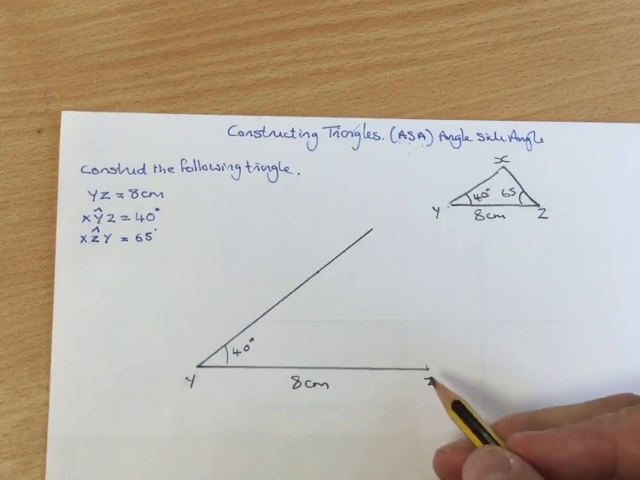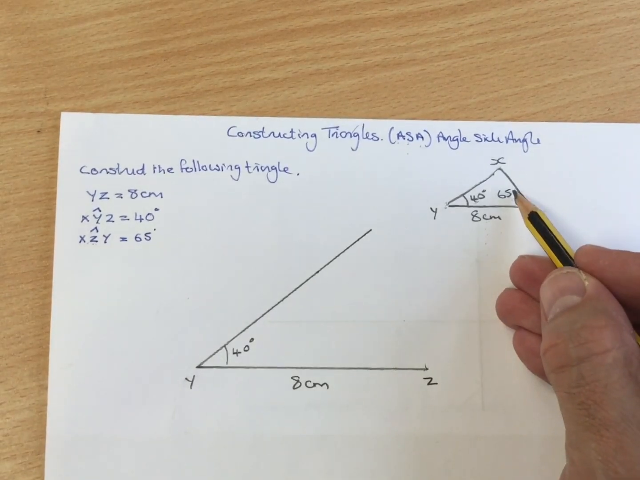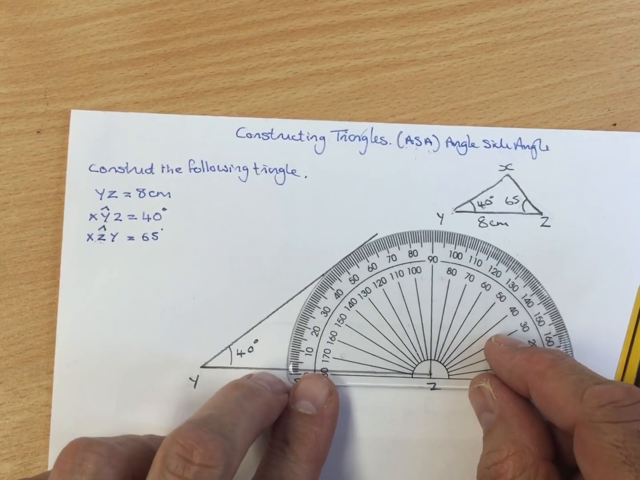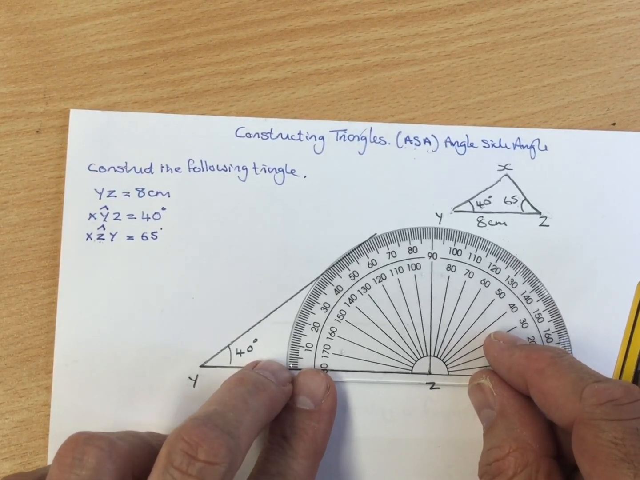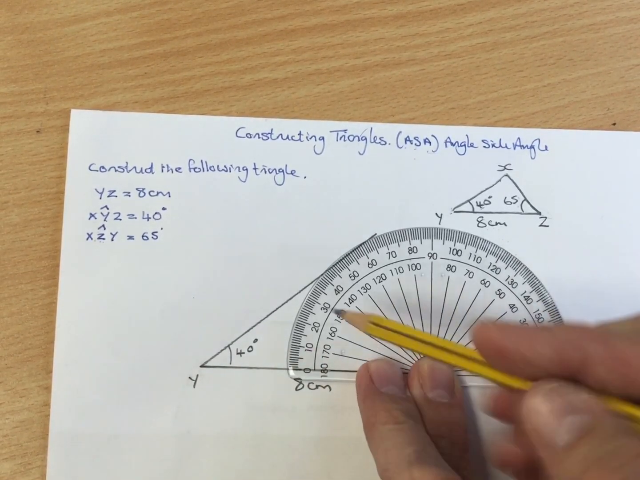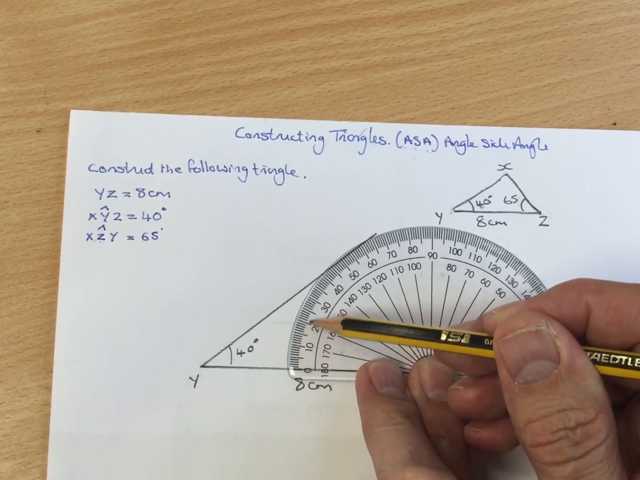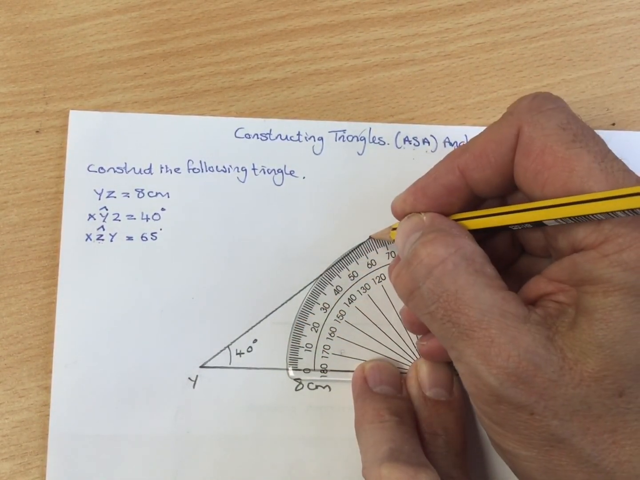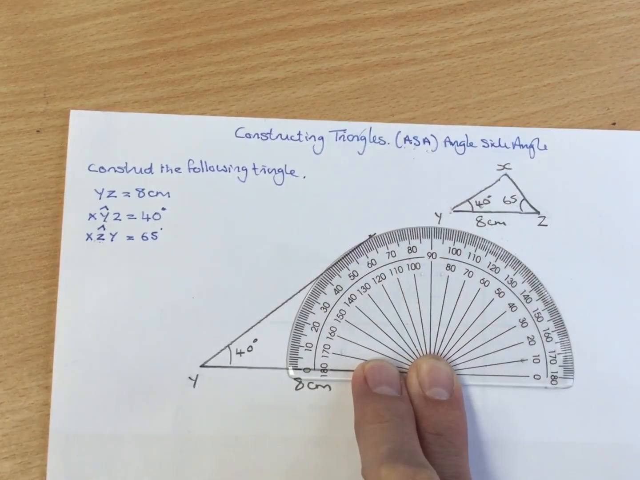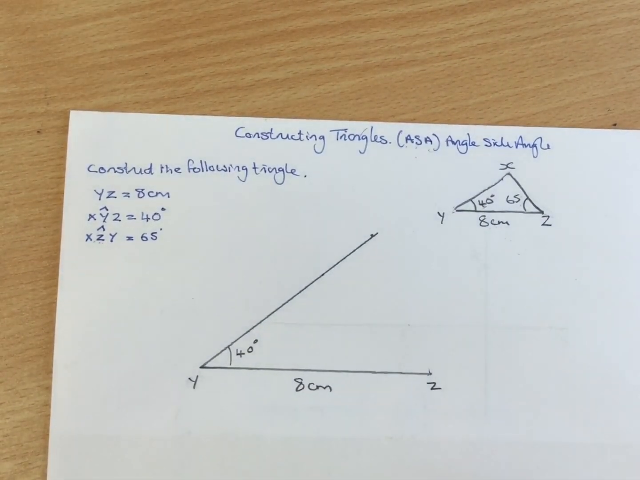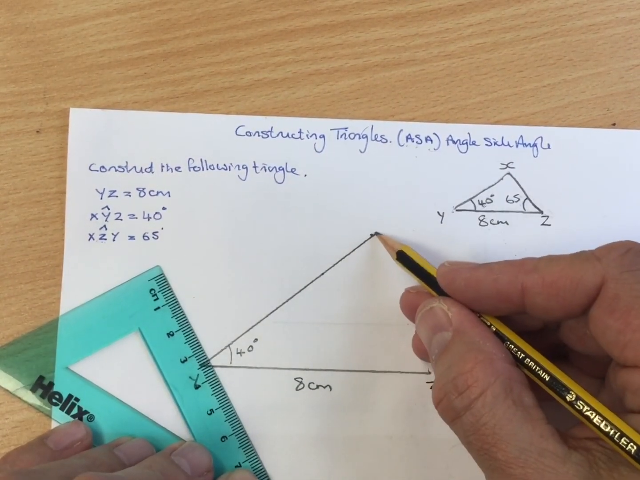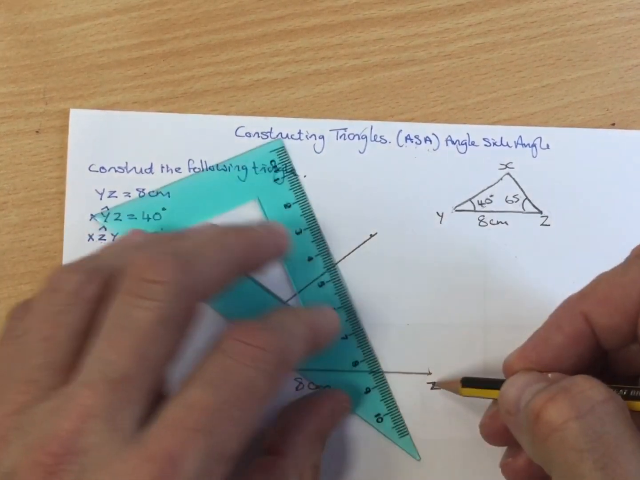I'm going to go to the other end of the line at Z, and I need to draw an angle of 65 degrees here. Placing my protractor on the end of that line. Now 0 is on the outside scale this time, so I'm going to be reading round from the outside, and I'm going to mark my point at 65 degrees just there. And as you can see, my line is just about long enough. If it hadn't been, I can just extend this line a little bit further.